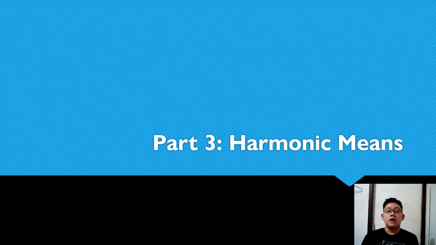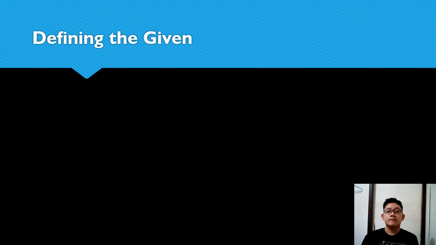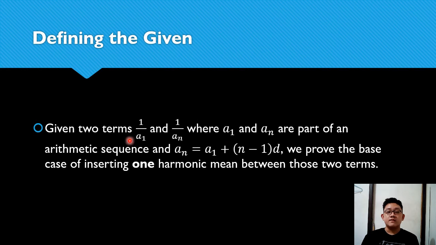Then we get to harmonic means. So we are given two terms, 1 over a sub 1 and 1 over a sub n, where a sub 1 and a sub n form part of an arithmetic sequence, and a sub n is equal to a sub 1 plus quantity n minus 1 d. We prove the base case of inserting a harmonic mean between those two terms. This will follow similar but slightly different logic to the arithmetic means.